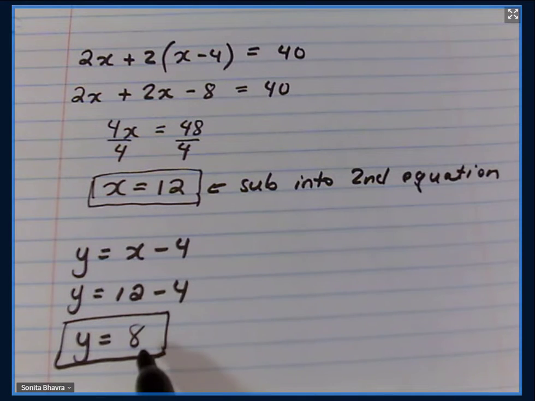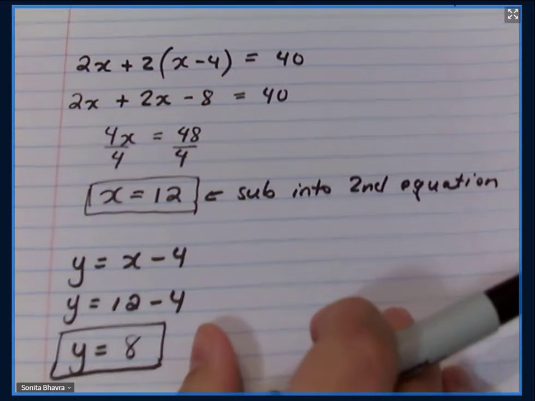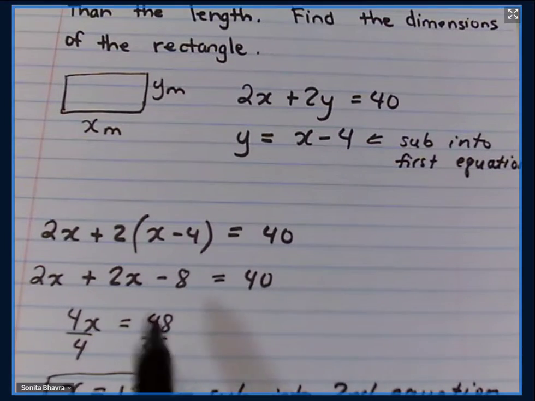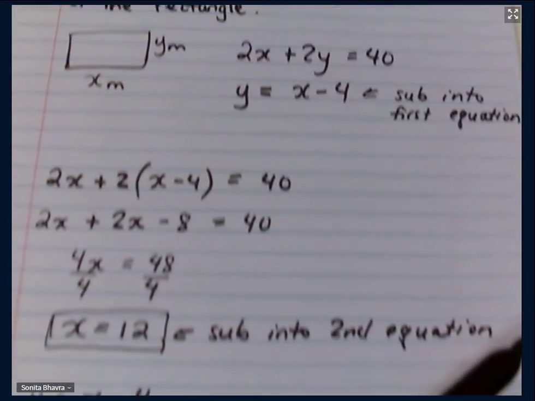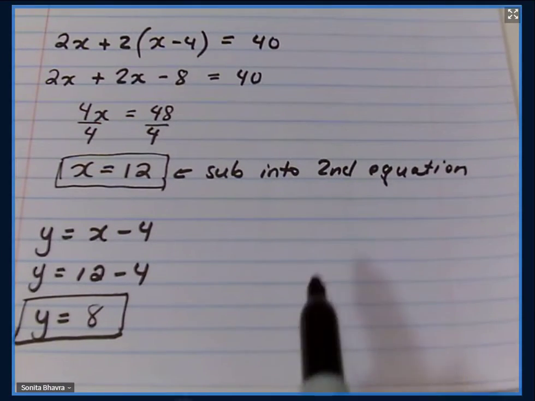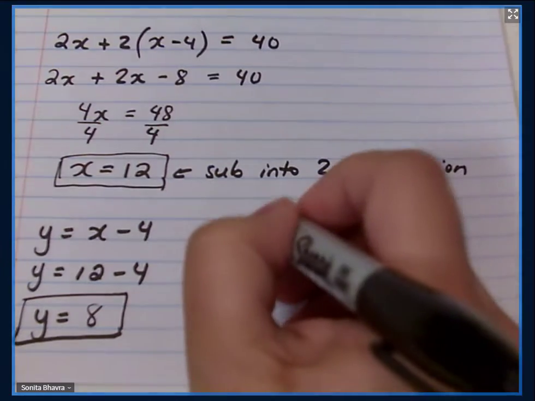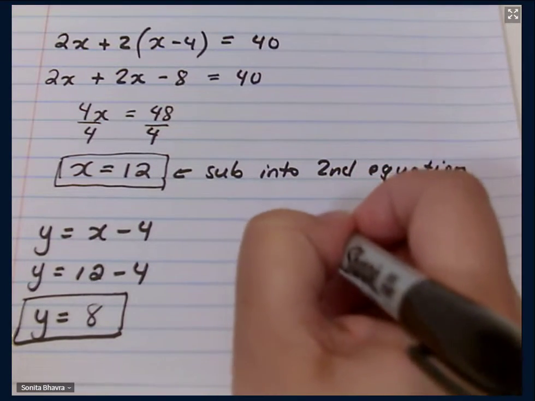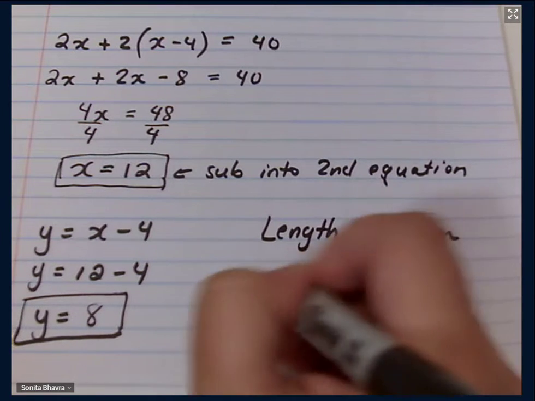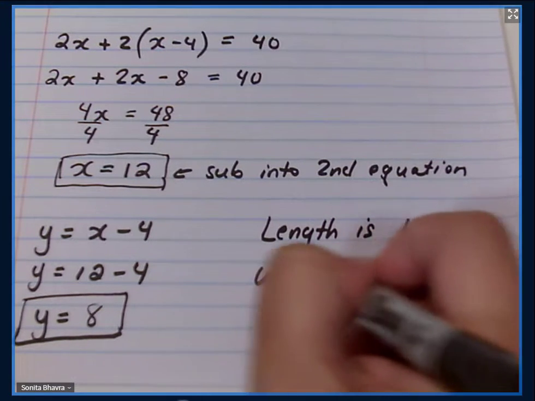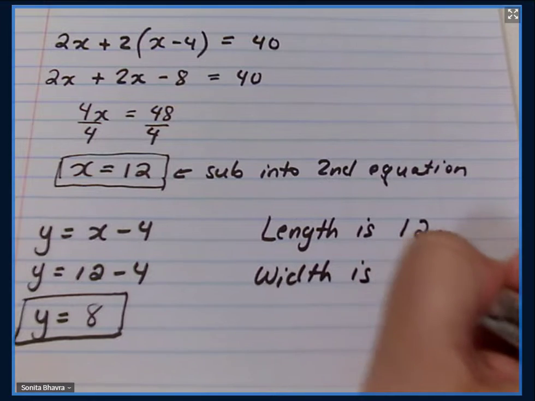All right, so there we have x is equal to 12, y is equal to 8, but what does that actually mean? So go back to what we had stated here. We had said that x is our length and y was our width. So therefore, our length is 12 meters and our width is 8 meters.